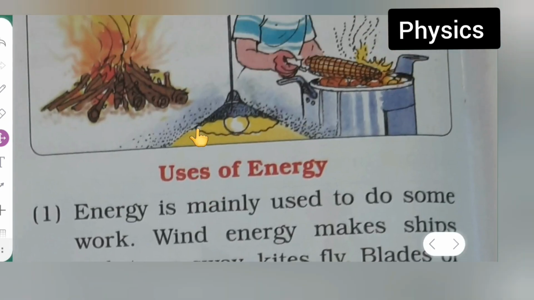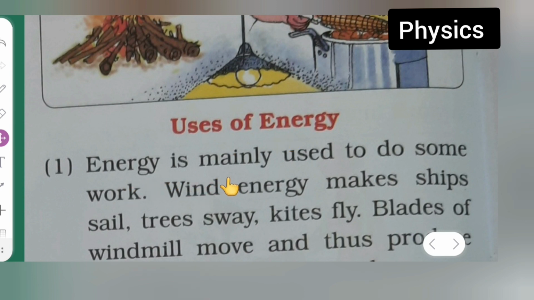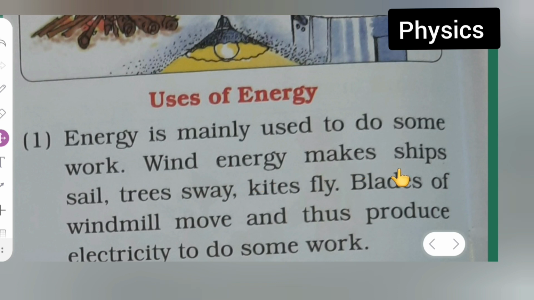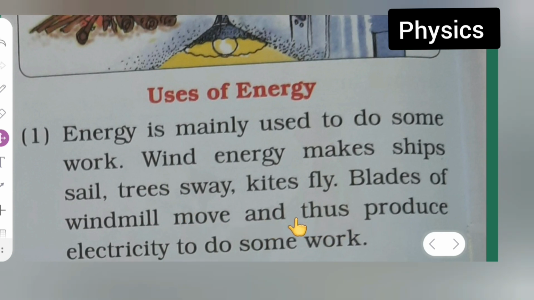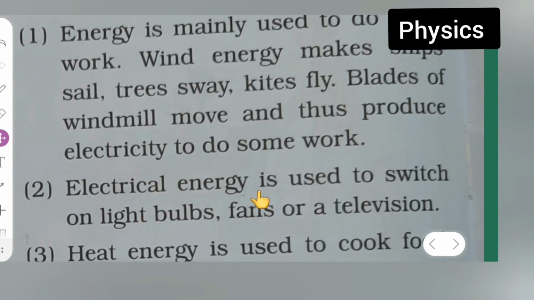Next, uses of energy. Okay, energy is mainly used to do some work. Wind energy makes ships sail, trees sway, kites fly, blades of windmill move and thus produces electricity to do some work. Next, electrical energy is used to switch on a light bulb, fan or a television. So here it is given, right, where electrical energy is used. To switch on the light bulb, we require that, right? We cannot stay in the dark.